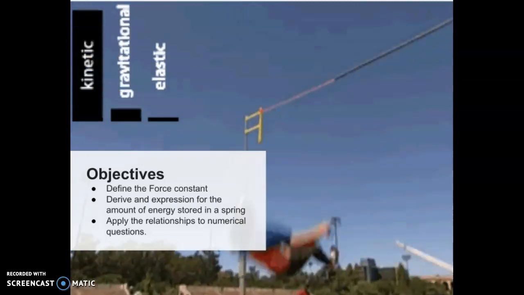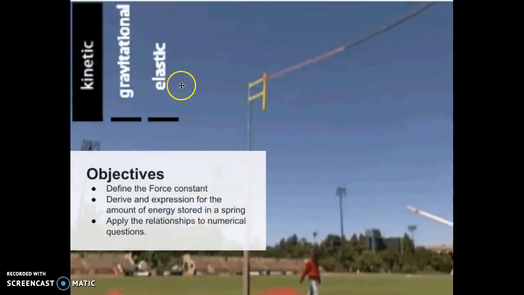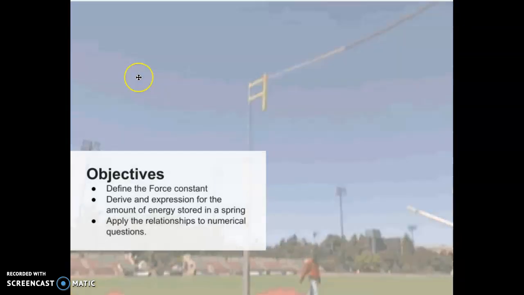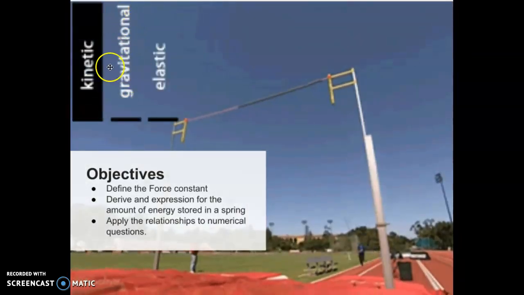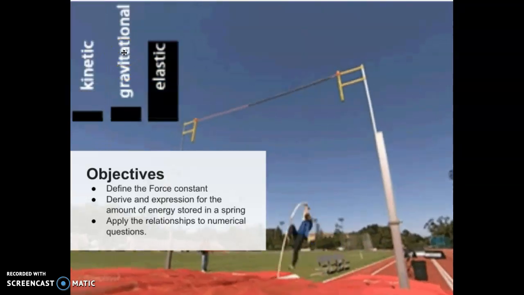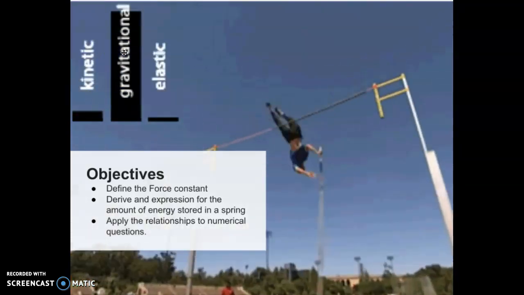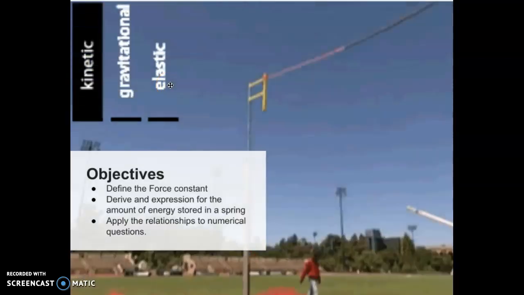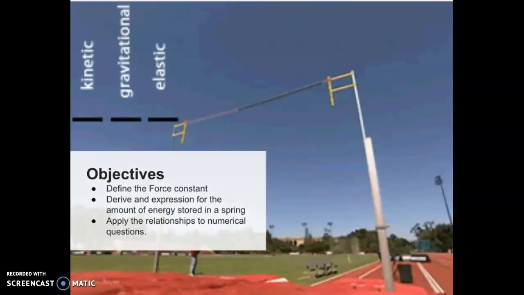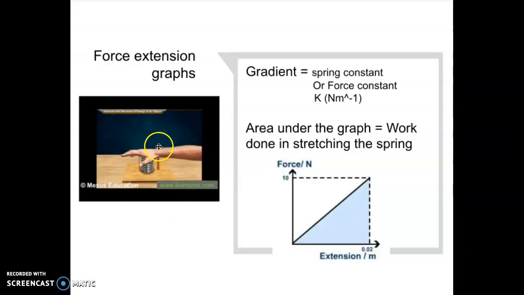In the previous lesson, we looked at the exchange between gravitational potential energy and kinetic. Gravitational is a type of stored potential energy. Today, we're going to look at a different type of stored potential energy, elastic. Elastic potential energy is energy that's stored in materials that stretch or compress.